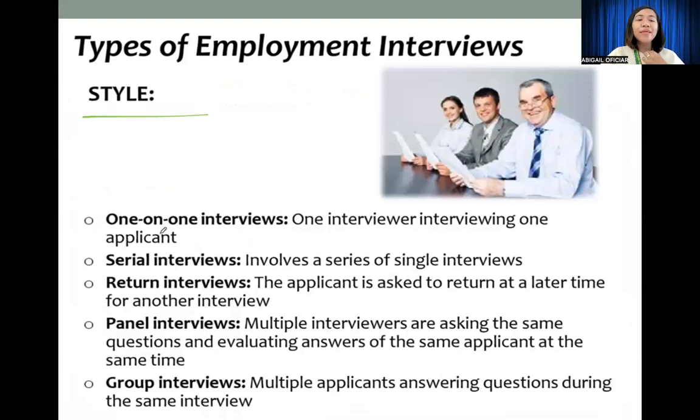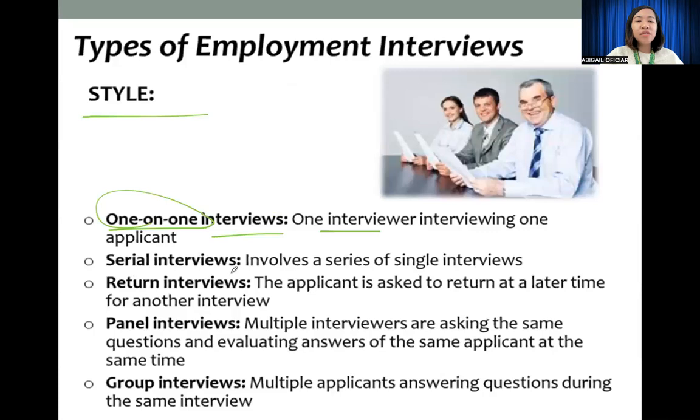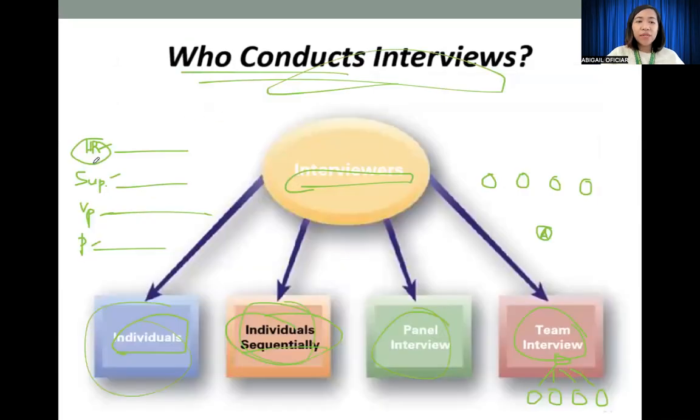So, the first is one-on-one interview. So, there is one interviewer interviewing one applicant. Ito yon, yung individual. And second, serial interviews involves a series of single interview. So single interview, pero series siya. Magkakasunod. So it's like a sequential or individual sequential.